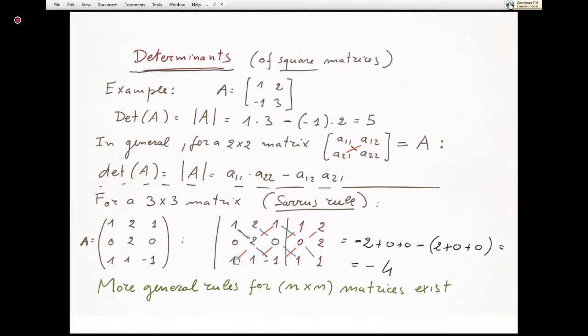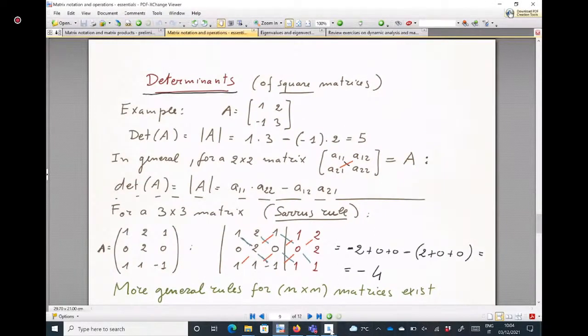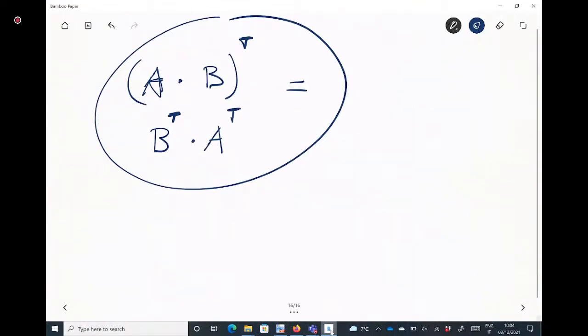Minus the sum of the products along the remaining diagonals, okay? So minus, this becomes 2, this is 0, and this is 0. So the determinant here is minus 4. What's the meaning of the determinant? The meaning of the determinant is basically, I can show you the representation of the determinant for a 2 by 2 matrix, for instance. And a similar representation holds for a 3 by 3 matrix, because we have the geometric interpretation, and then we have to be a little bit more abstract to understand the meaning.